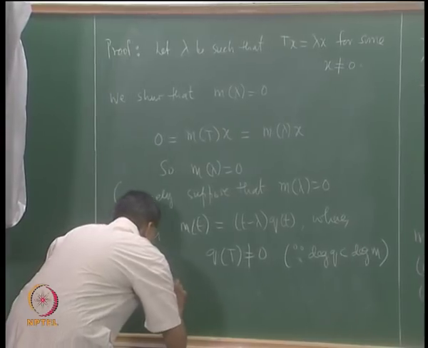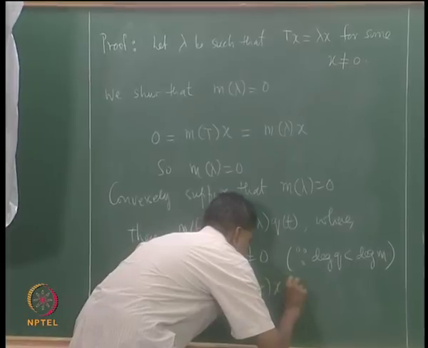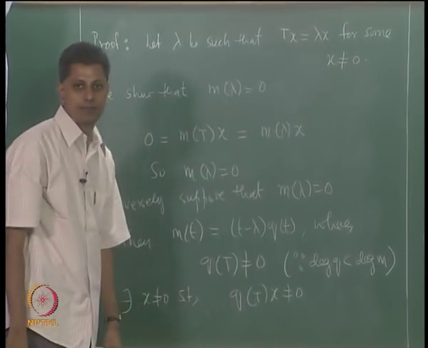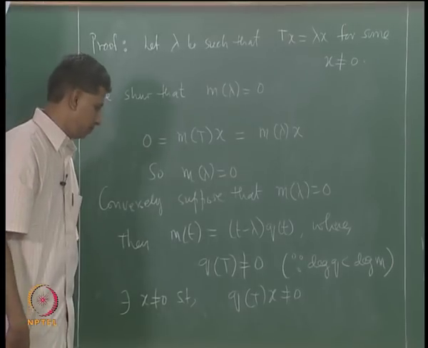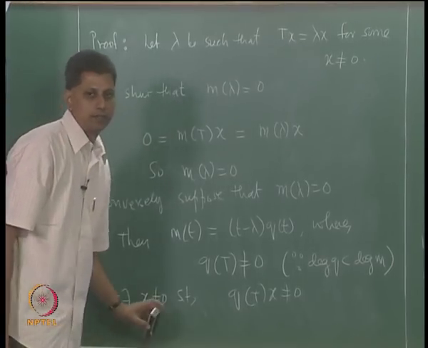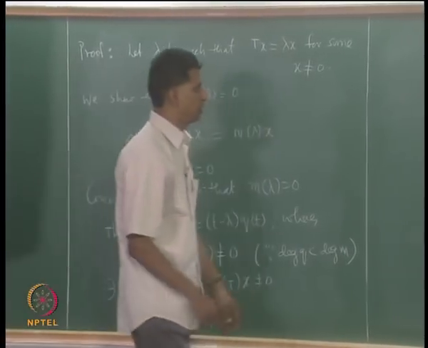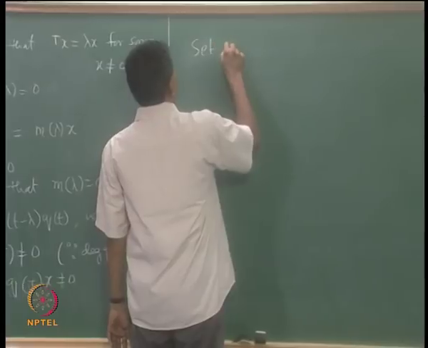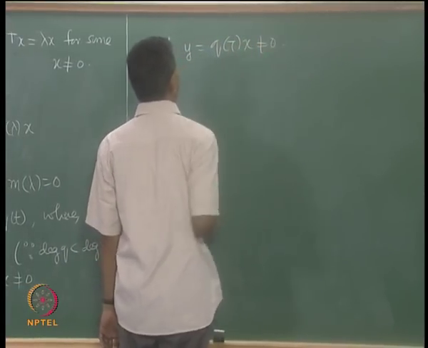There exists x not equal to 0 such that q of T x is not 0. That is the meaning of saying that an operator is not 0. This will be my eigenvector. So I will call this y. Call y as q of T x. Then for one thing, y is not 0.